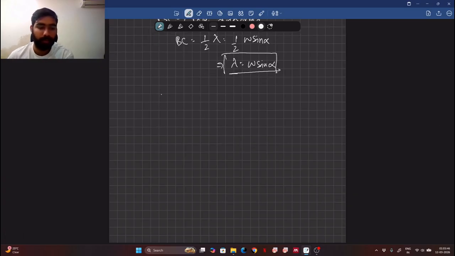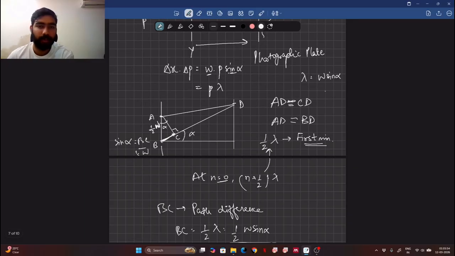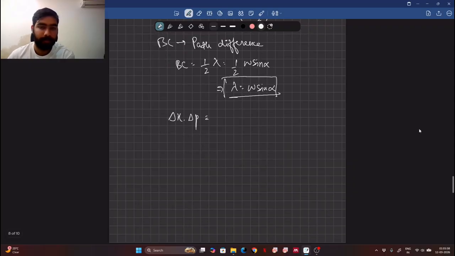Now we can say that delta x dot delta p is approximately equal to p lambda, and we know that p lambda is equal to h by p. So that is approximately equal to h.